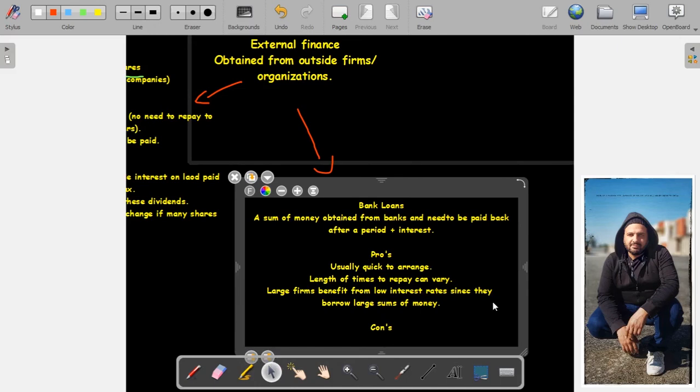Let's talk about the disadvantages. Mainly, there are two of them. The first disadvantage is that you have to repay. Eventually, you need to repay plus the interest. So eventually you must pay the debt plus interest.